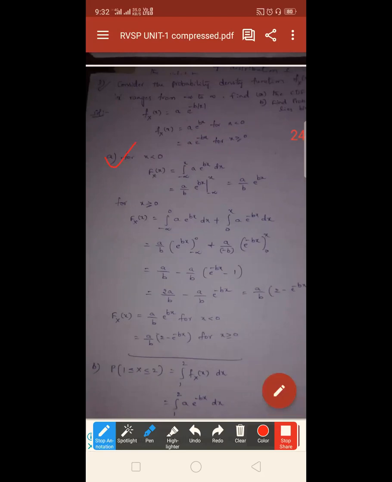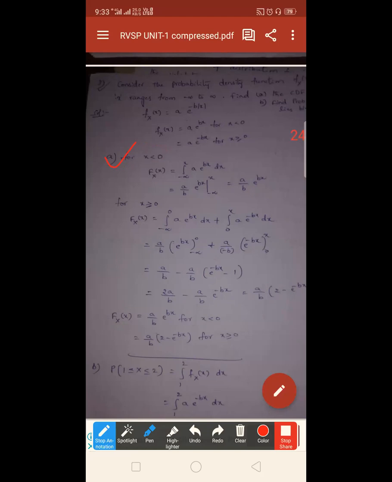See this. First, we have to find the cumulative distribution function, for negative values of x and for positive values of x. For both ranges, we have to calculate the cumulative distribution function. So here, for x less than 0, that means for negative values of x, we are solving first of all.